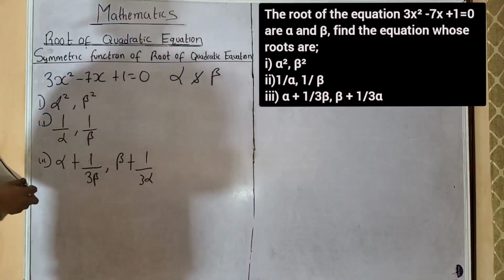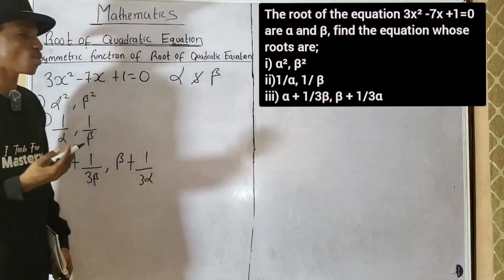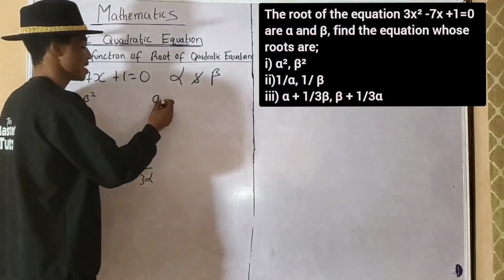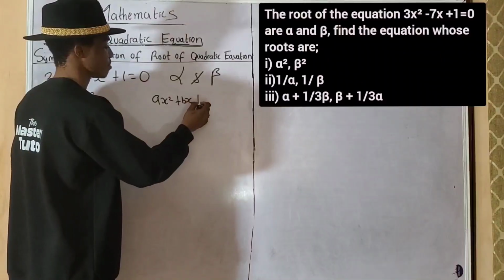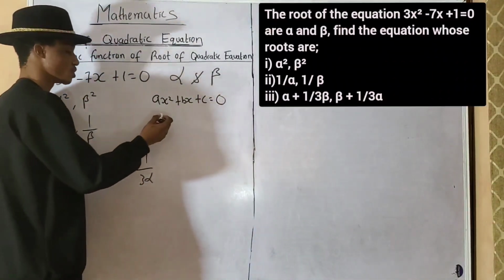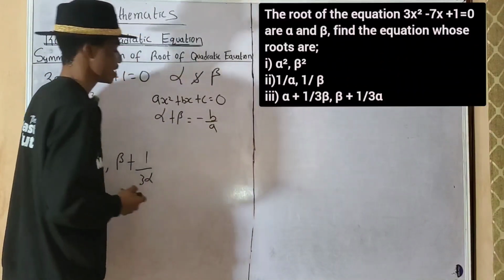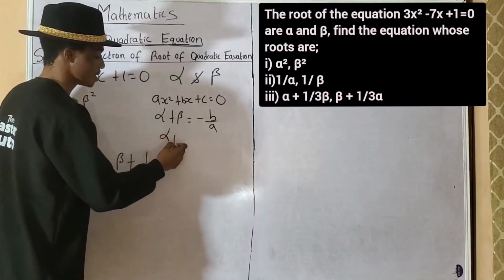Now, in solving this question, let me first bring out the general form of a quadratic equation, and that is ax squared plus bx plus c equals 0. We've learned that the sum of roots, alpha plus beta, equals minus b over a, right? And the product of roots, which is alpha beta, is what?